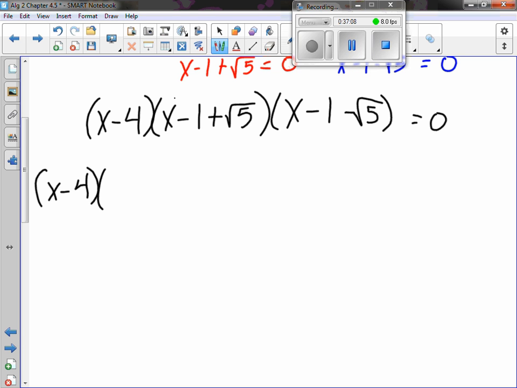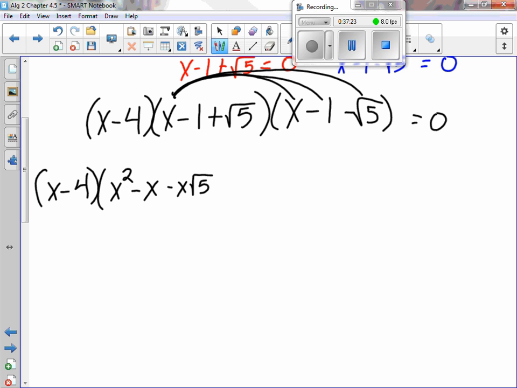Now we're going to multiply the second two here, so we'll do x times x, which would give us x squared. X times negative 1 would be negative x. X times negative square root of 5 would be negative x square root of 5. Then we do the next term, negative 1. Well, negative 1 times x would be negative x. Negative 1 times negative 1 would be plus 1. And negative 1 times negative square root of 5 would be plus the square root of 5.